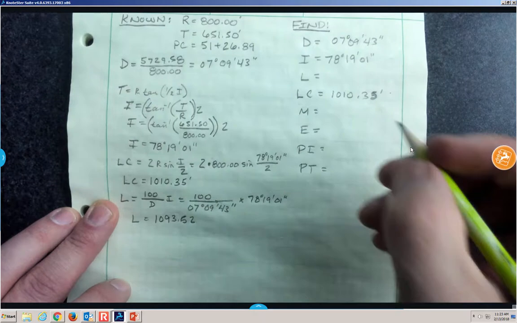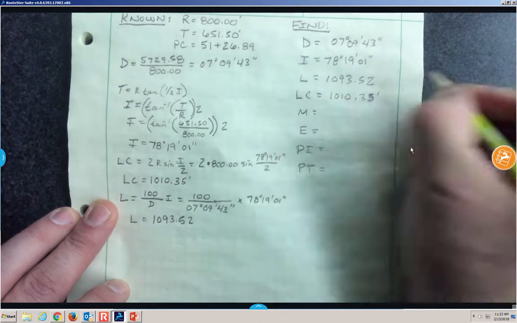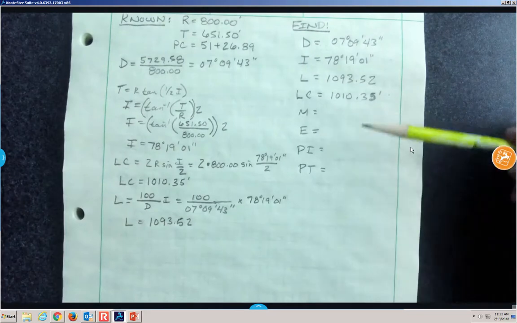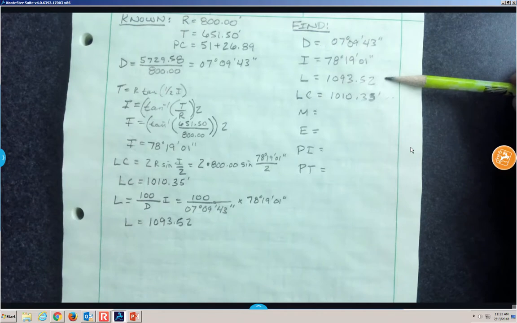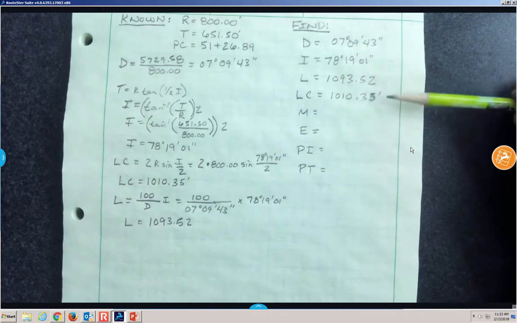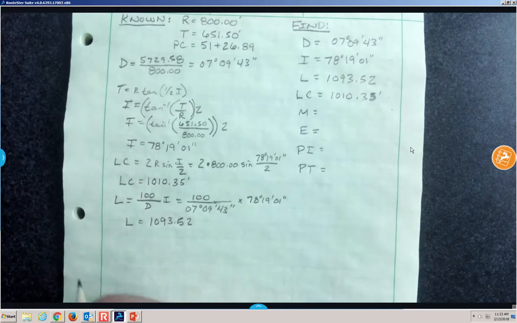Yeah. Okay, so L is 1,093.52. Now here's a check. We know that the long chord connects the PC and PT in a straight line, right? So the LC should always be less than L, or L should be more than LC, because the length of curve is on the curve. So there's a check right there. If it's the opposite, then we got something wrong in our calculations. So, good check.